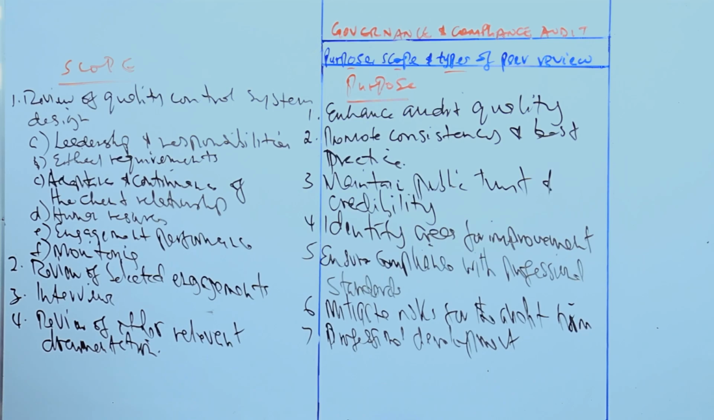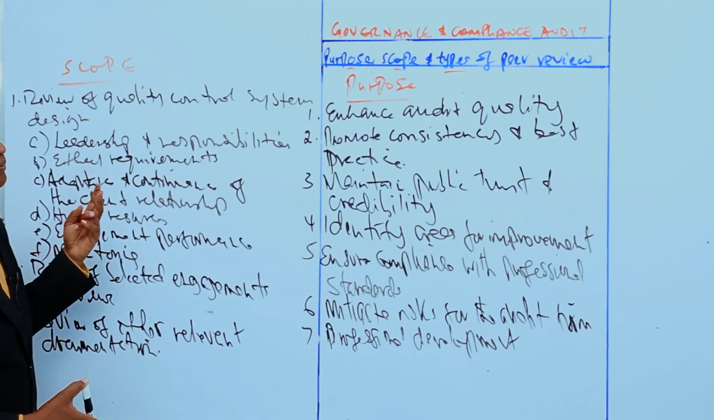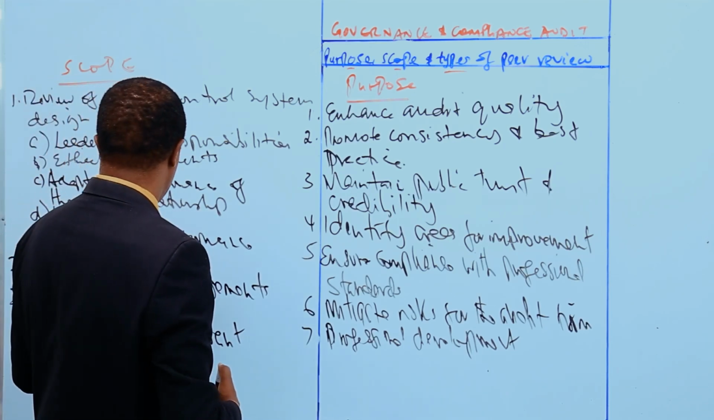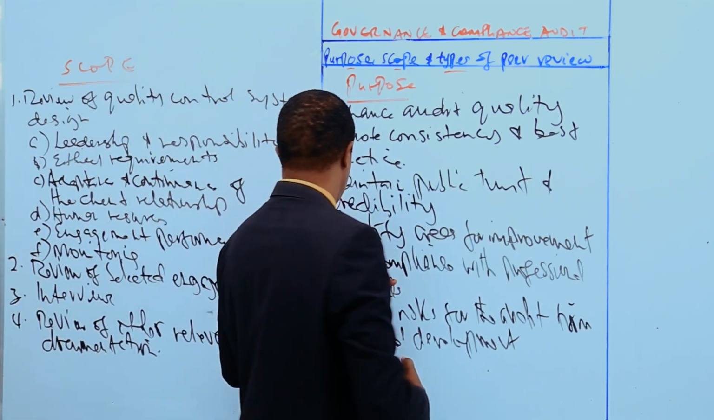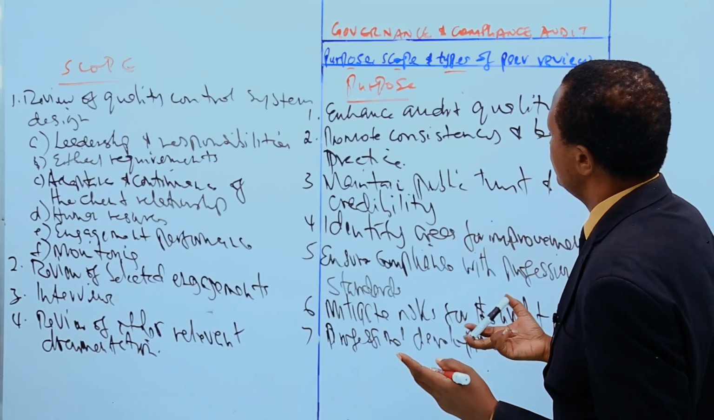The auditor, the one who reviews, should also check other relevant documentation. So that's it, candidates. These 4 areas are what are covered in peer review work. So that is all for the scope.